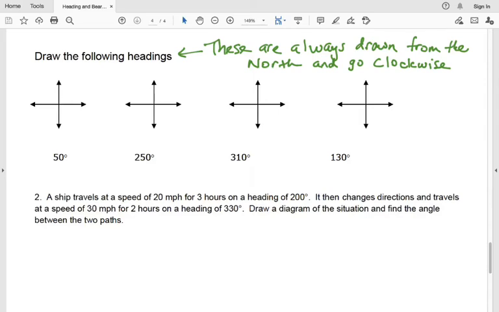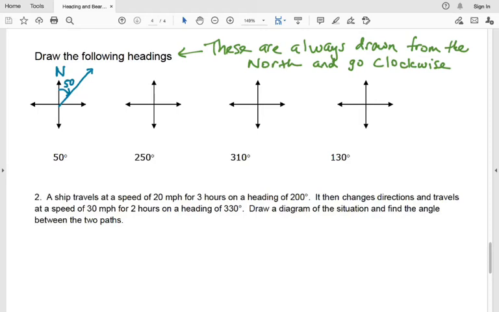Okay, for these, we're drawing headings. And remember, headings always go from the north and they go clockwise. So here's my north axis. I'm going to go clockwise 50 degrees. So this would represent the path that I'm taking. This is the 50 degree angle here.